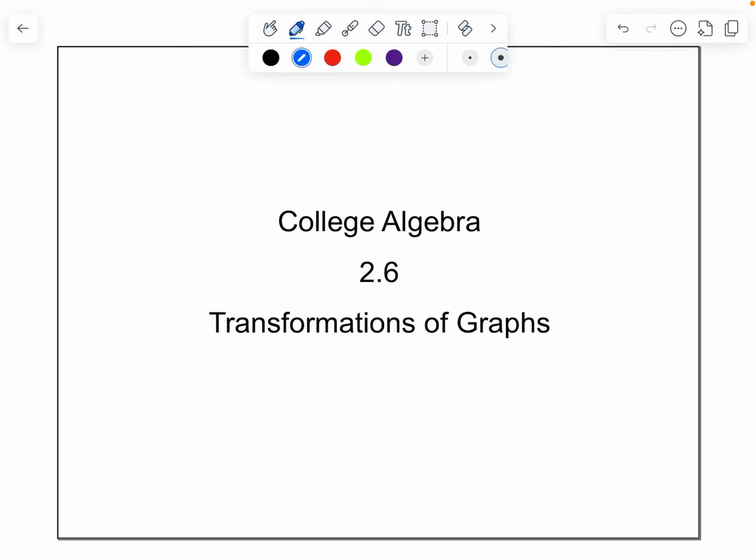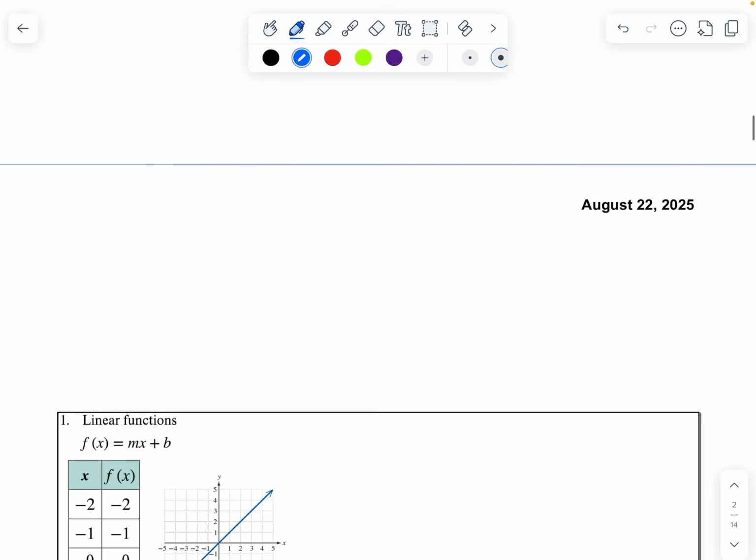We're still talking about functions here in section 2.6, and specifically we're talking about transformations of graphs. When we talk about transformations of graphs, we're talking about graphs doing things that their parent functions wouldn't normally do. And for us to know what their parent functions would normally do, we need to know what the general parent functions are. In this class, there are several parent functions that we're going to focus on, and that's the first thing that we look at here in this unit.